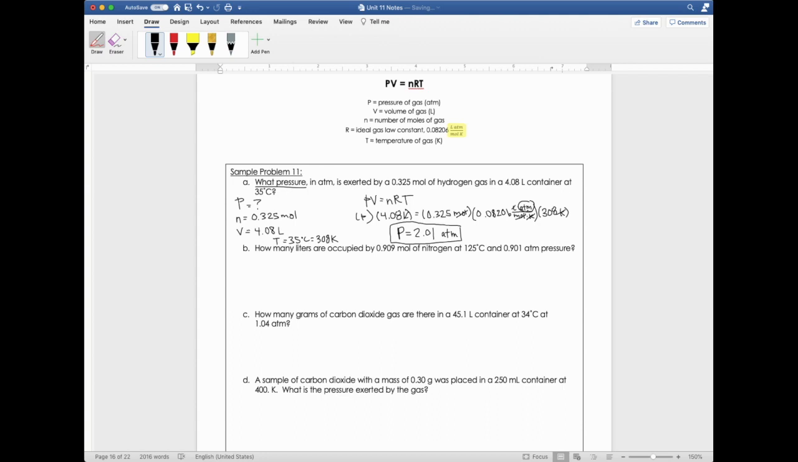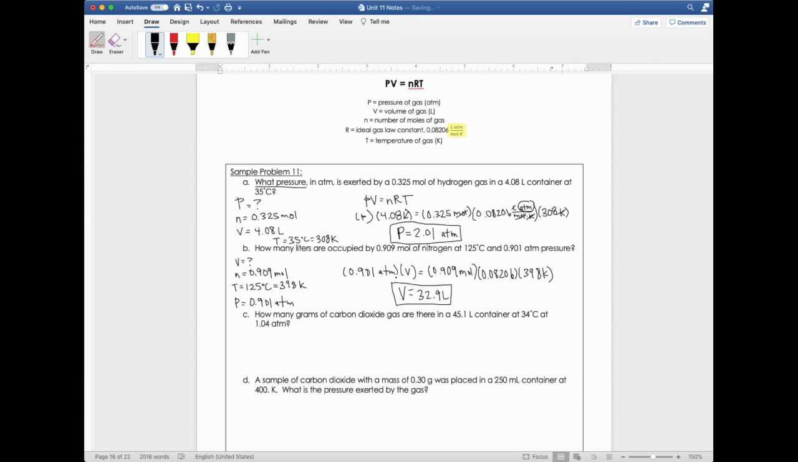So you go ahead and try B. It's the same exact thing. As long as you get the algebra right and you plug everything in the calculator correctly, you should get the right answer. Go ahead and try B. Again, it's just using PV equals nRT. The only thing you have to convert is that temperature. So pause this video, try 11B.